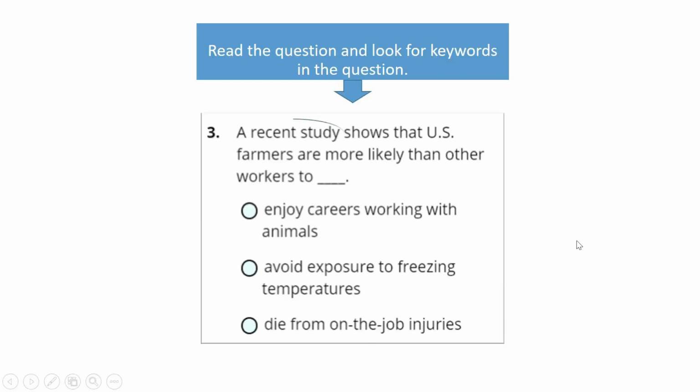Keywords. So we're looking for a study. So we're looking for the paragraph that is discussing or talking about a study. And it has to be a study in the US, United States, still farmers. And possibly a mention of other workers too. So these are the keywords in question 3. And we have to now use these keywords to identify the paragraph that we need to focus on in order to get the answer.